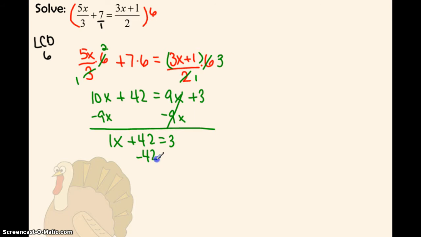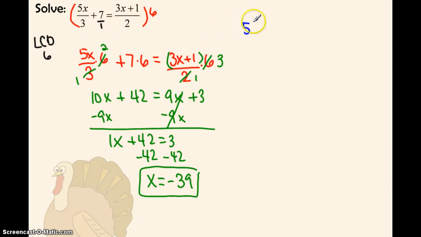And subtract 42. So x equals negative 39. When I double check by putting that back in my equation, there's nothing I have to worry about too much because my denominator does not contain a variable. So this is a quick substitution, plugging in negative 39 for x and verifying that this works.